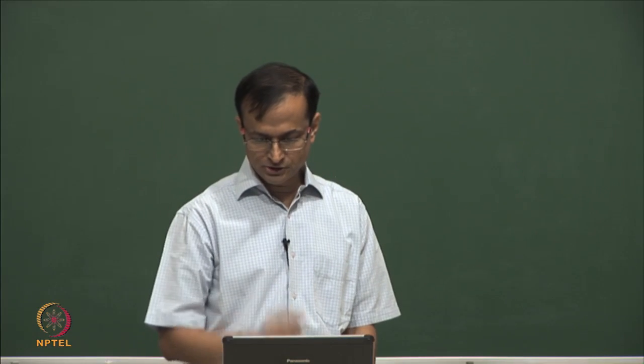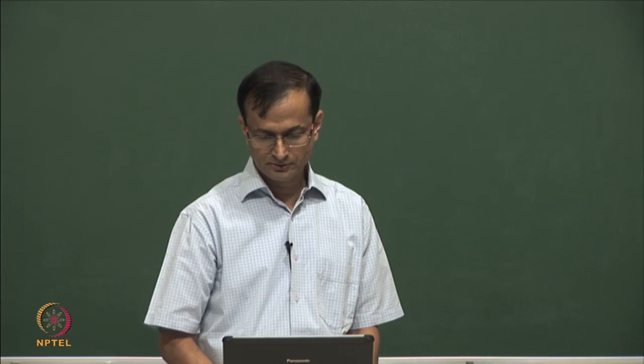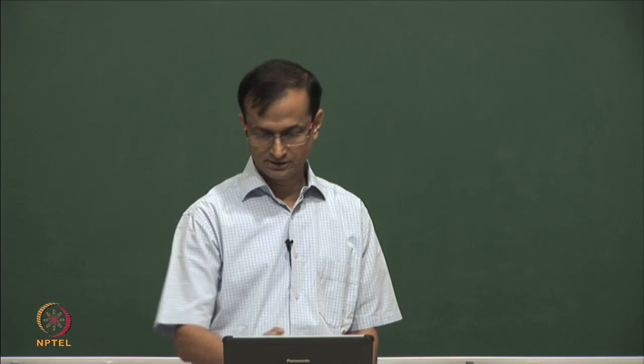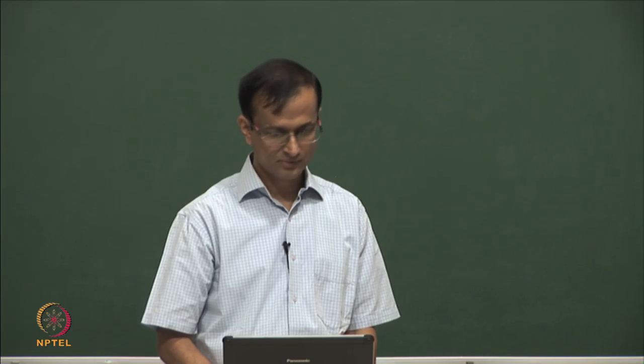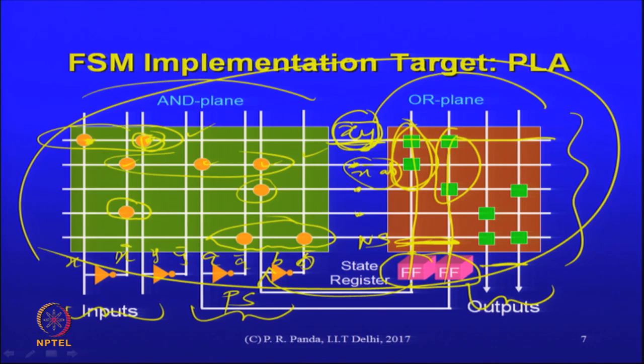Okay. So if I were to now minimize the area of this PLA, one thing is I should try to reduce the number of distinct product terms I use. That reduces the number of rows. What can I do about the number of columns? Clearly, I have some flexibility in choosing this, because depending on how my logic looks, I may have more or fewer product terms. In terms of the number of columns, what flexibility do I have?